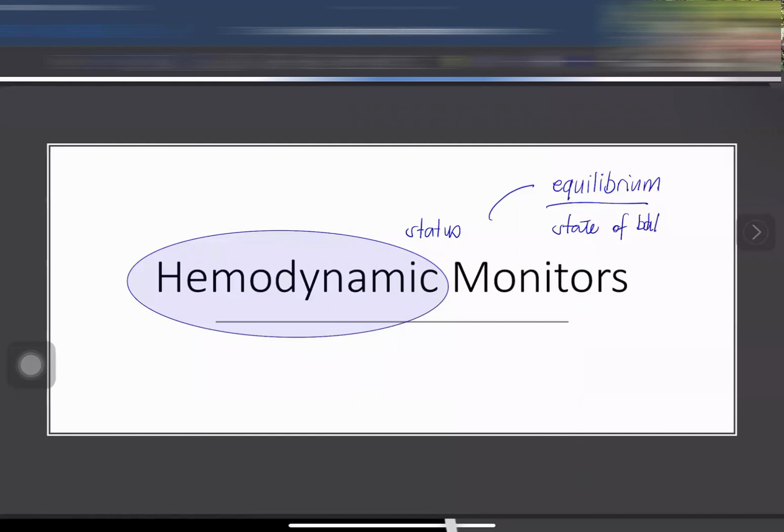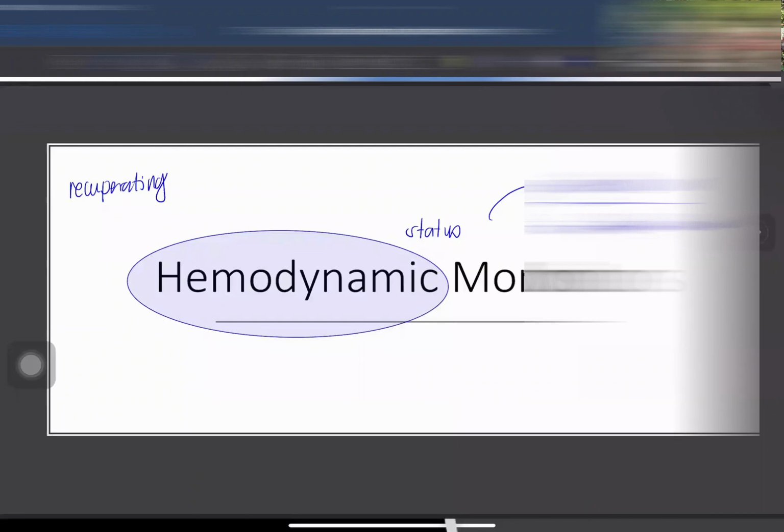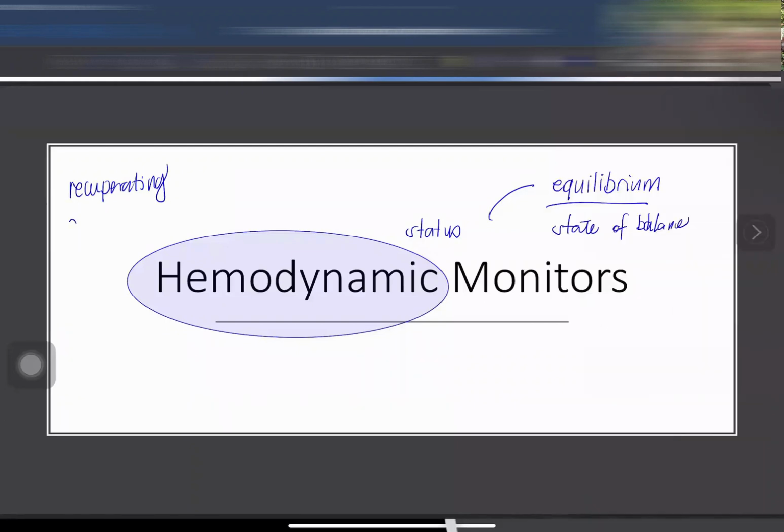So for example, in the hospital, if I say that my patient is hemodynamically stable, that would mean, class, that my patient is recuperating. Okay, in other words, nagpapagaling na siya. Or it also means, class, that my patient's condition is good in such a way that it allows optimal functioning.